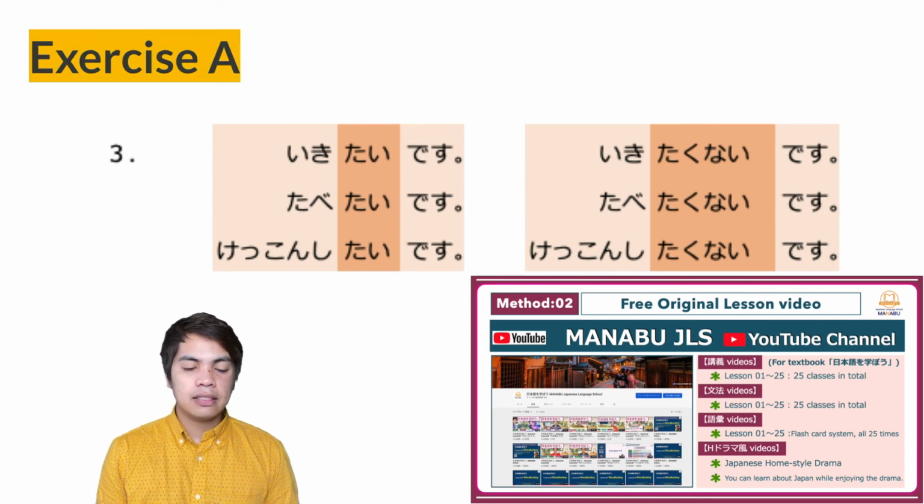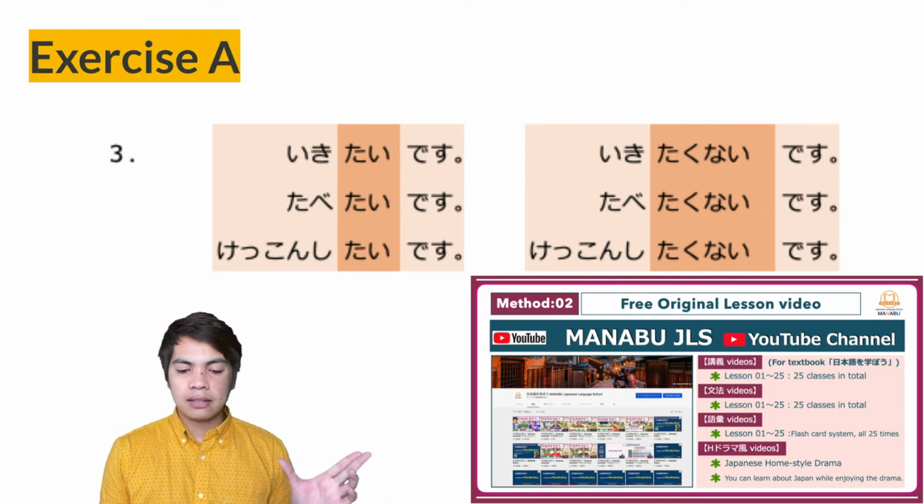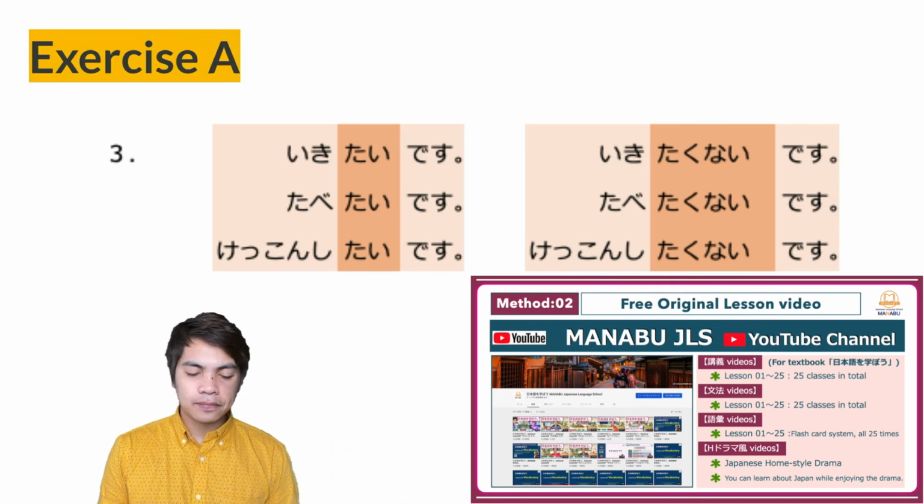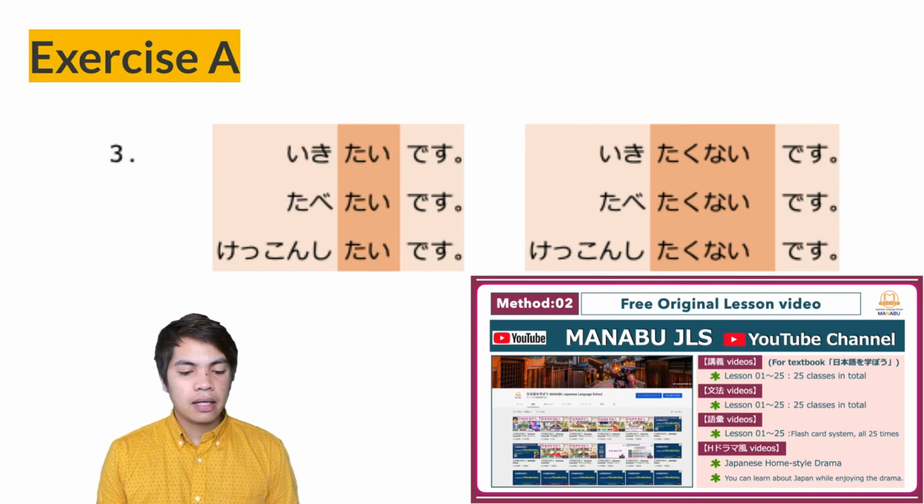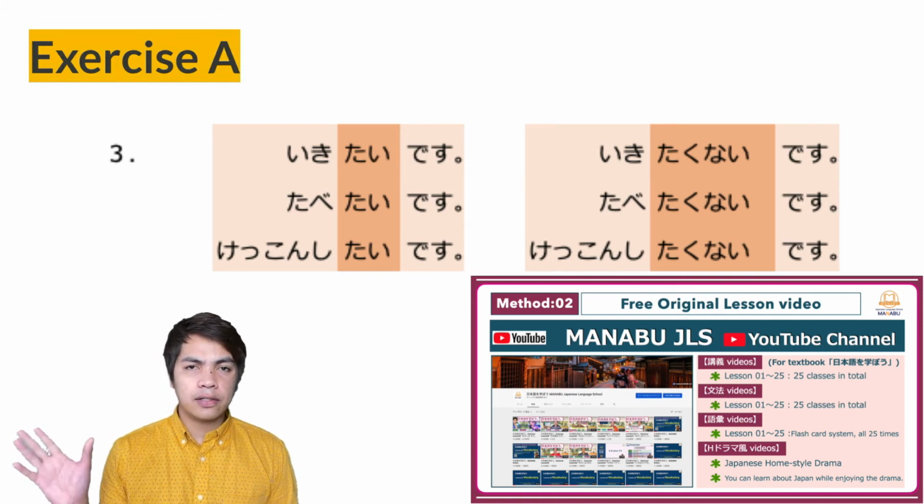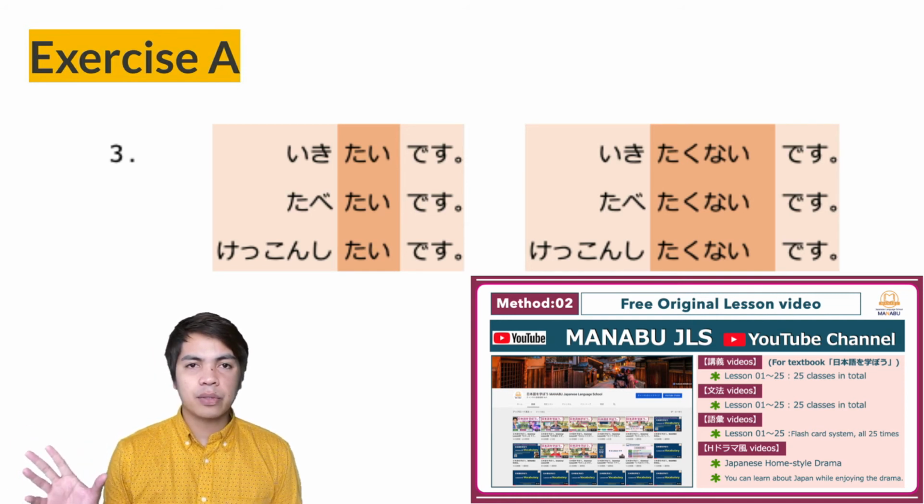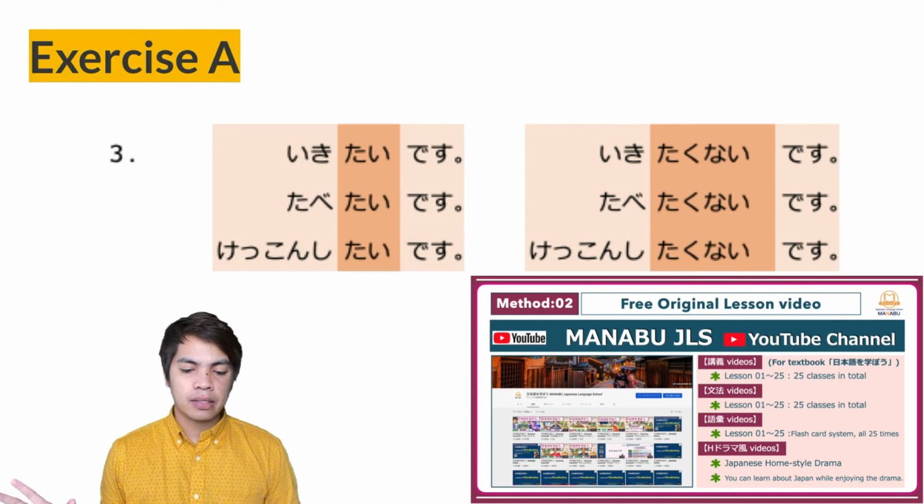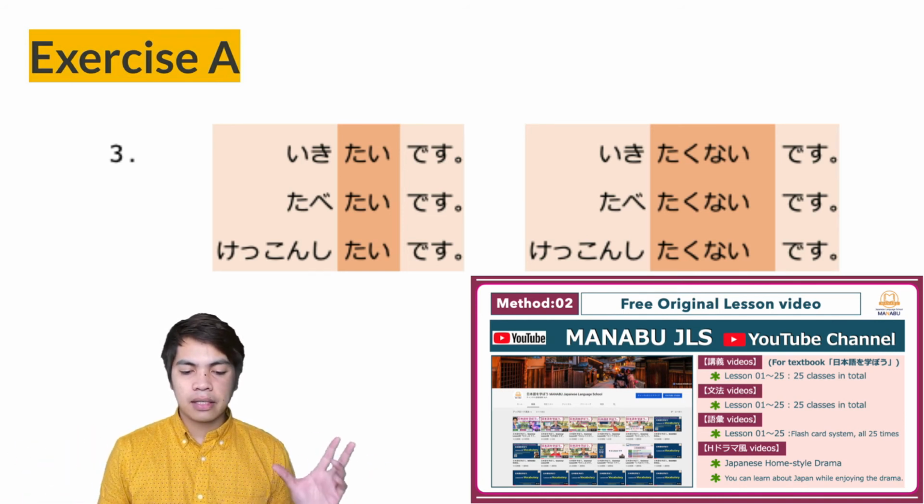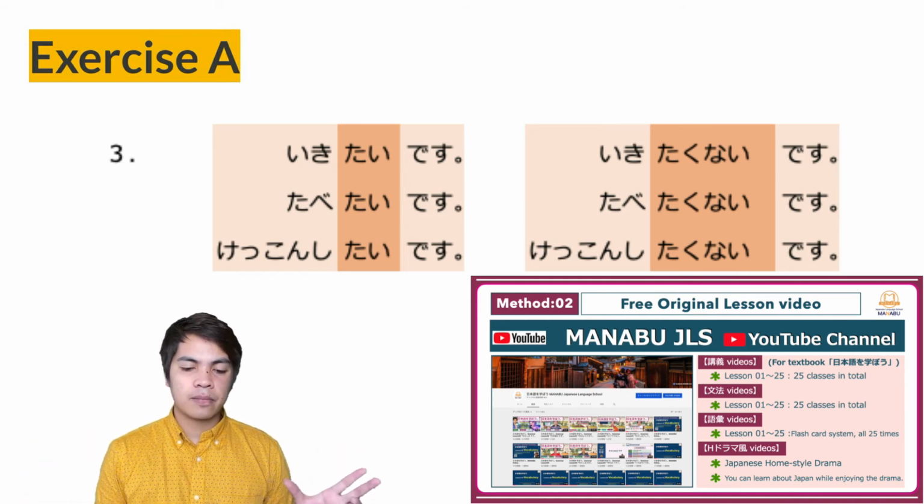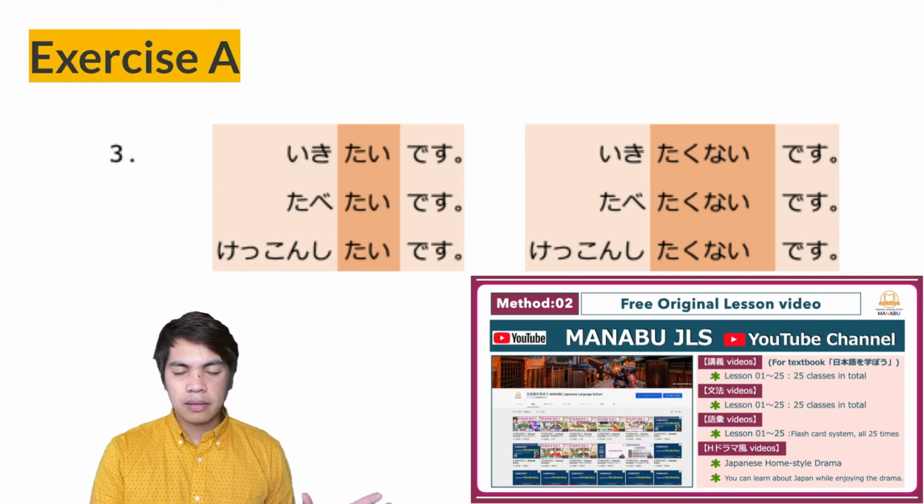Next line, the verb tabemasu. Tabetai desu, I want to eat. The negative form is tabetakunai desu. Next line, kekkon shitai desu. Kekkon shitai desu, I want to get married. The negative form is kekkon shitakunai desu. Kekkon shitakunai desu, I don't want to get married.